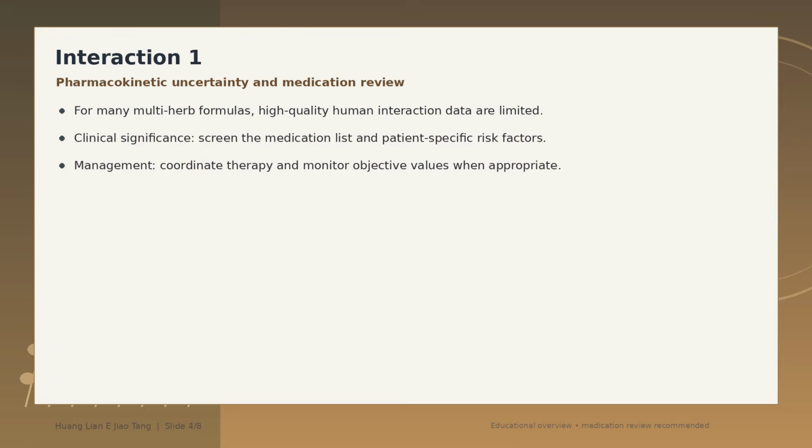The first interaction focuses on pharmacokinetic uncertainty and medication review. For many multi-herb formulas, high-quality human interaction data are limited. Laboratory findings on cytochrome P450 enzymes or transporters do not always translate directly into a clinical effect. The correct response to uncertainty is not to assume zero interaction, it is to review the complete medication list, use reputable products, avoid unnecessary polypharmacy, and monitor clinical endpoints that matter.